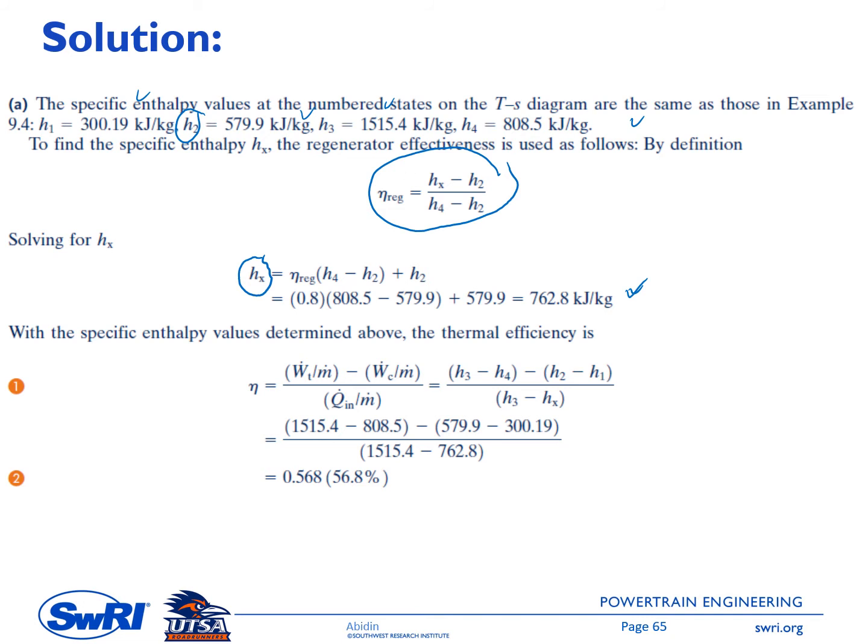Okay, the next step is to calculate the thermal efficiency of this regenerative gas turbine system. This is the ratio of the net power over Q in. We have H3, H4, H2, H1 as well as Hx, so that we can get the thermal efficiency, which is now 56.8%. You can compare this thermal efficiency with the one in example 9.4, and I believe this efficiency is higher.